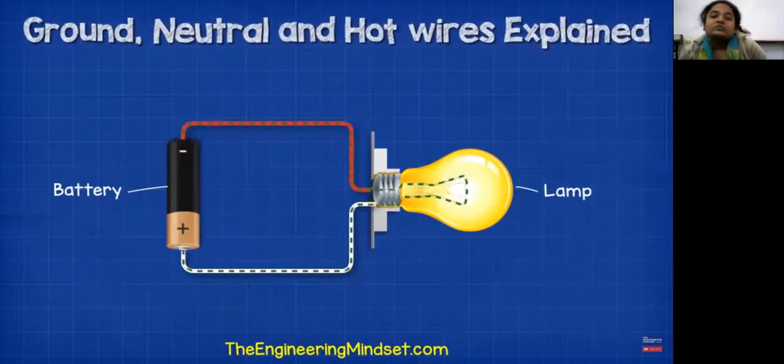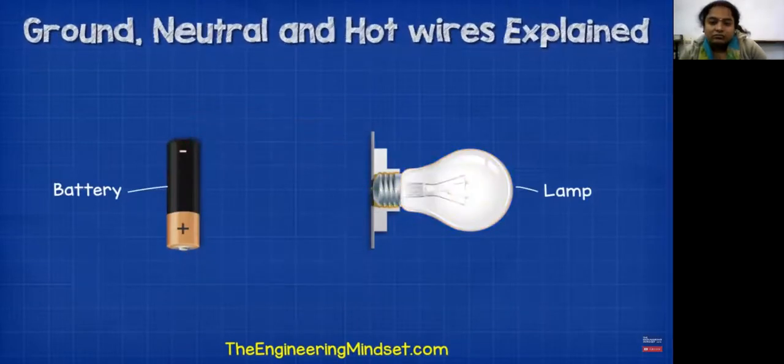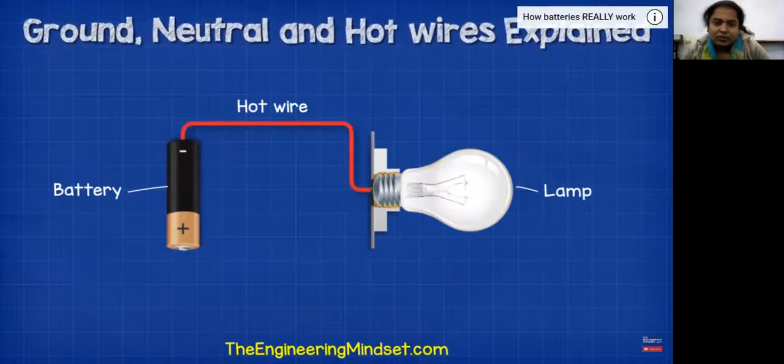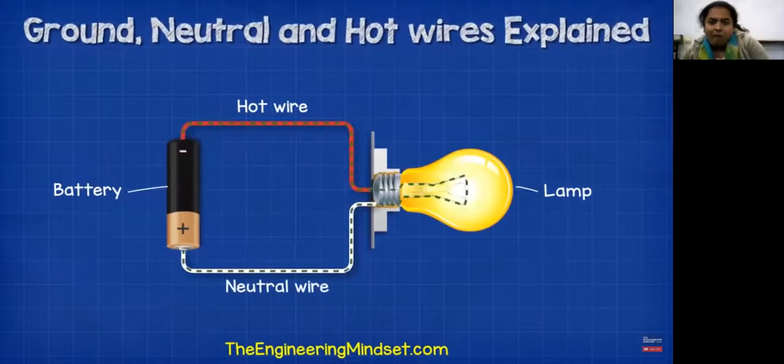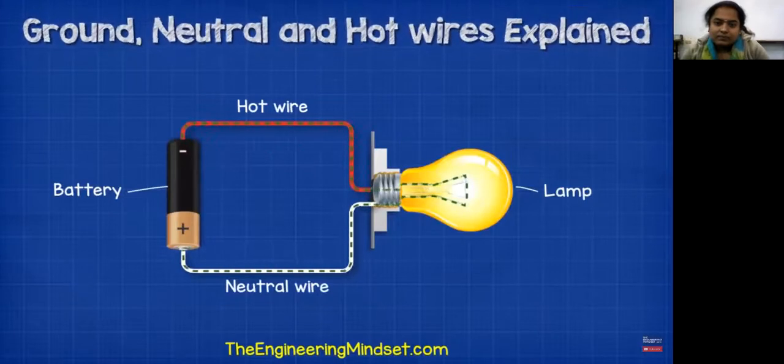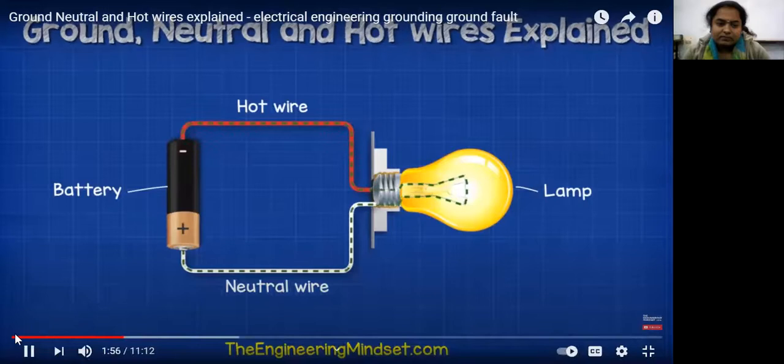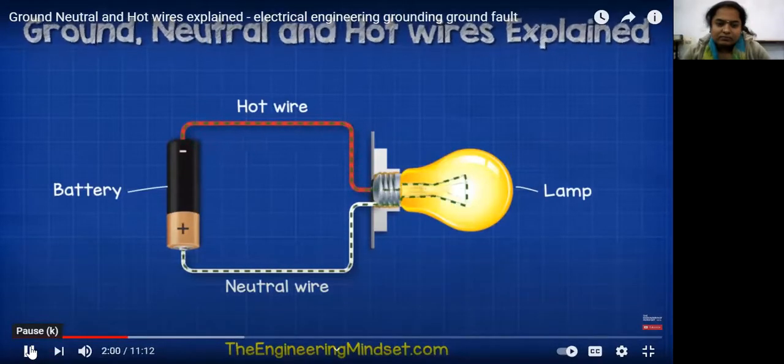So for the circuit to be complete, we need a wire to carry the electrons from the power supply and over to the light. This wire is our hot wire. Then we need to connect another wire from the lamp and back to the battery for the electrons to get back to their power supply or their source. And this wire is our neutral wire. The hot wire carries the electricity from the power supply and it will take this over to the load. The neutral wire carries the used electricity back to the power supply.